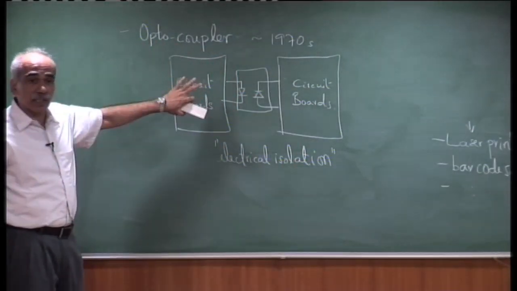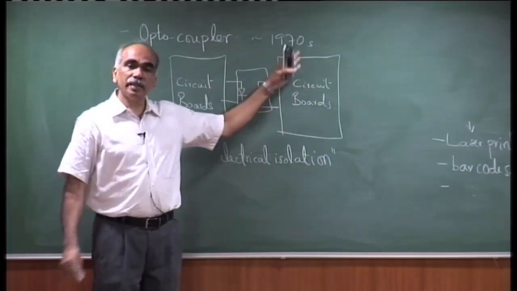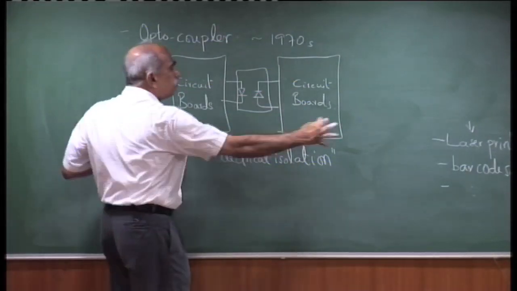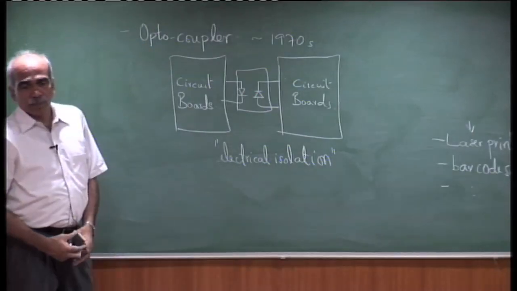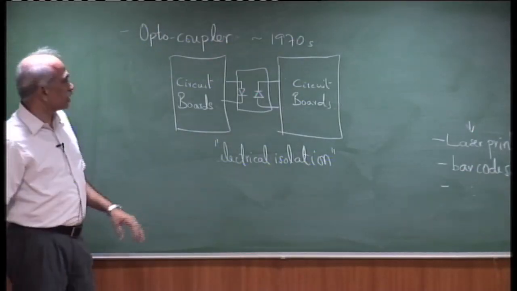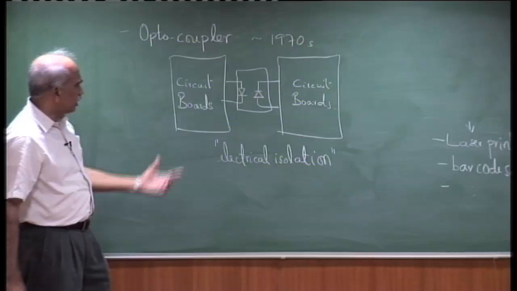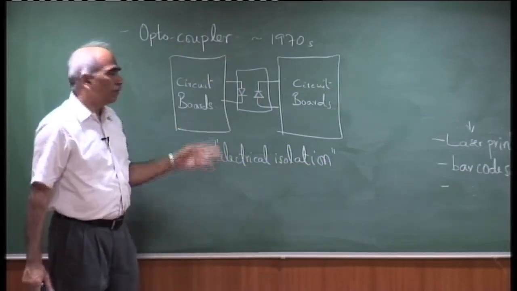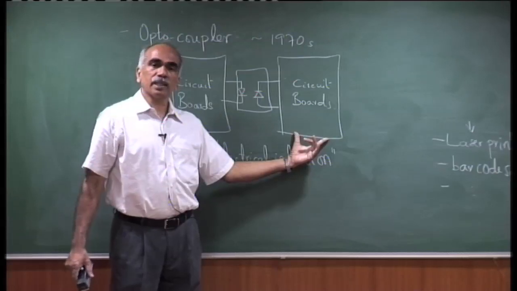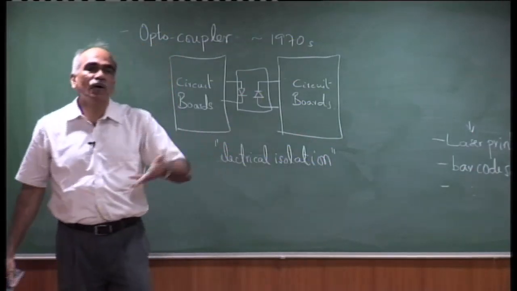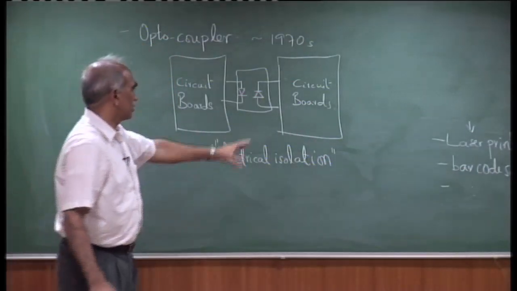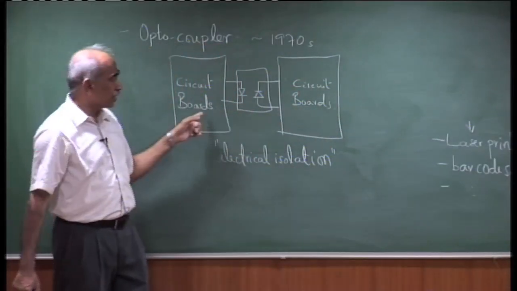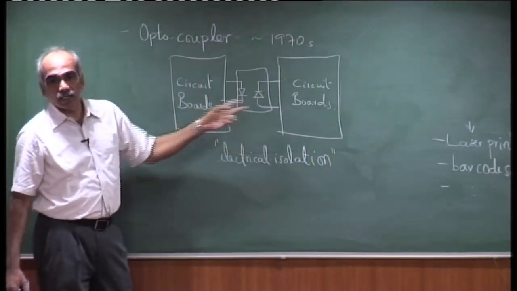This is an electronic circuit board, a PCB, printed circuit board, which requires complete electrical isolation. There are certain processing circuits which have ground as the common terminal, whereas some of the other circuits have positive or negative, the main supply, as the common terminal. In such cases you need complete electrical isolation.